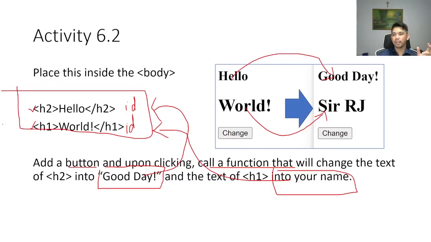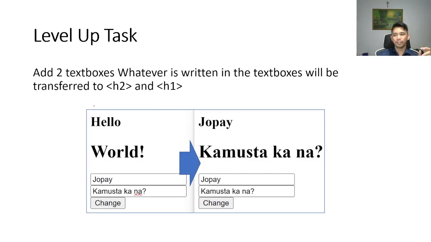And another level up task. If you want to challenge yourselves, you add 2 text boxes. Instead of H2 and H1 getting strings inside the code, this time around, the header tags H2 and H1 will get the value from the text boxes. So upon button click, the first text box will be transferred to H2, the second text box will be transferred to H1.